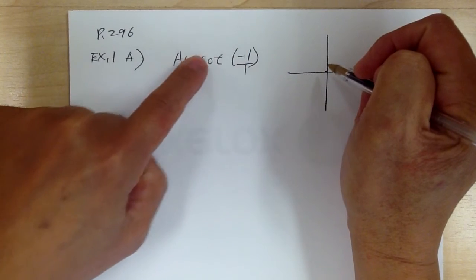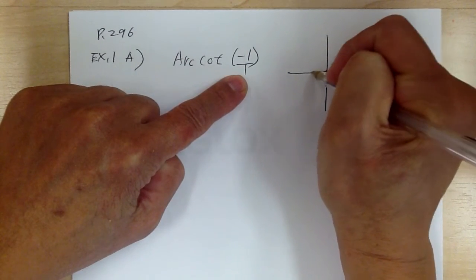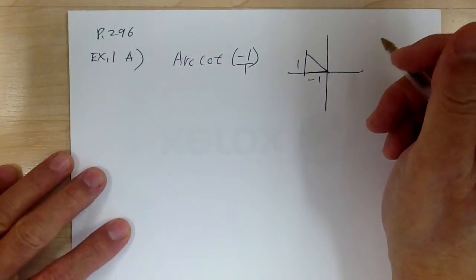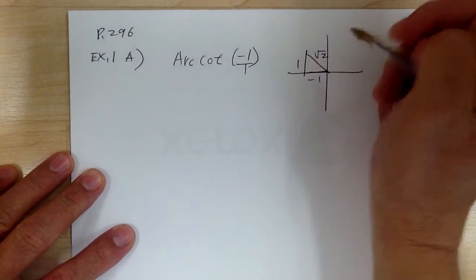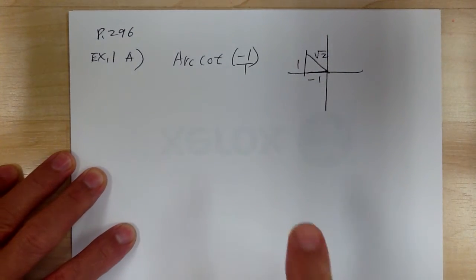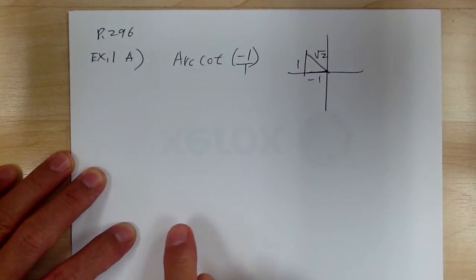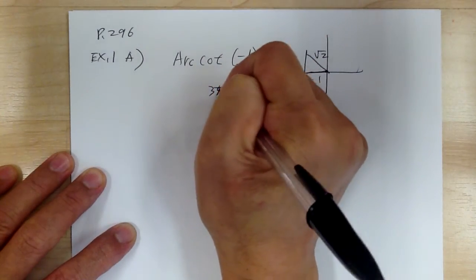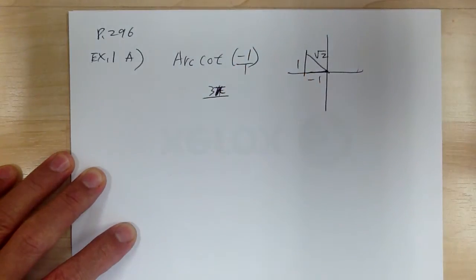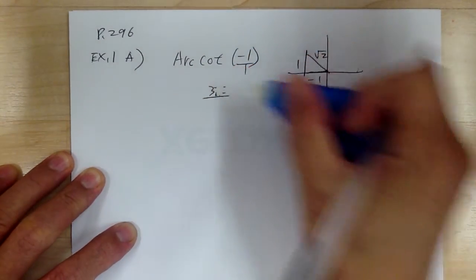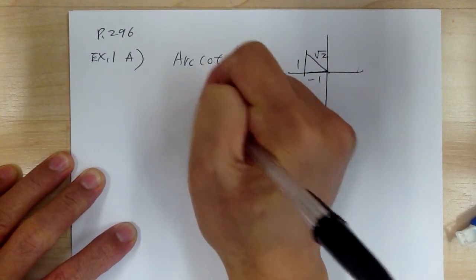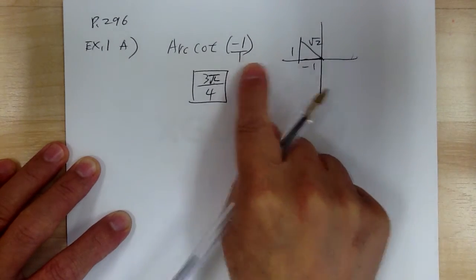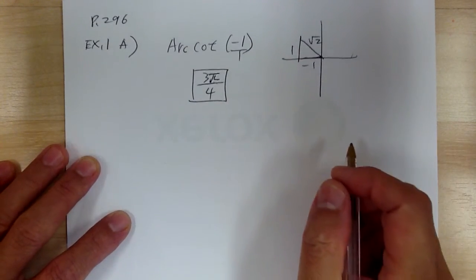Cotangent is cosine over sine. And so you're going to get -1/1, cosine over sine, and the hypotenuse would be square root of 2. By looking at that triangle, you need to figure out the angle. The angle from here to here is 3 pi over 4, and that's your answer. Just like what we did before, use that to draw your triangle and look at the triangle to figure out the angle.